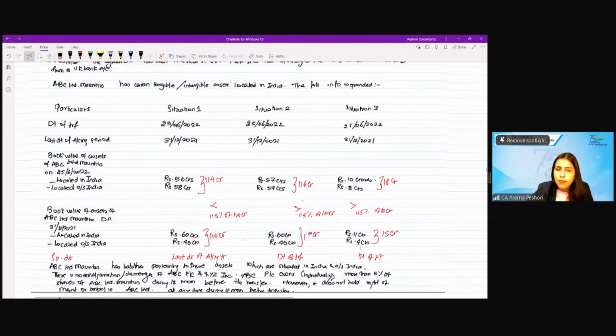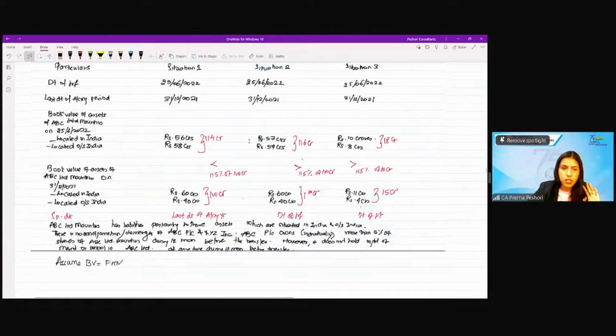Ma'am, in the first case it is more than 50%. So what is the number that you are comparing? Ma'am, 60 divided by 100. On the date of transfer, divided by 100? Yes, ma'am, the specified date. Yes, correct. Because the specified date is the date of the accounting year end. Okay. So whether the FMV of the Indian asset is more than 10 crore? Yes. Whether the FMV of the Indian asset is more than 50% of the total assets? Yes.